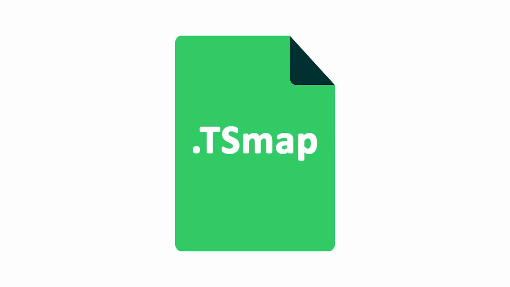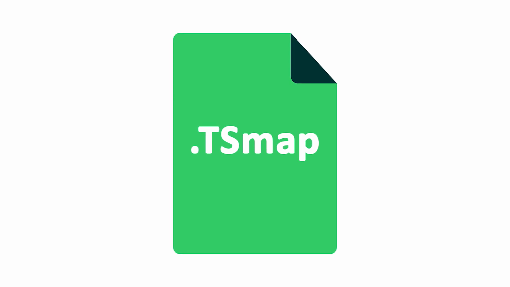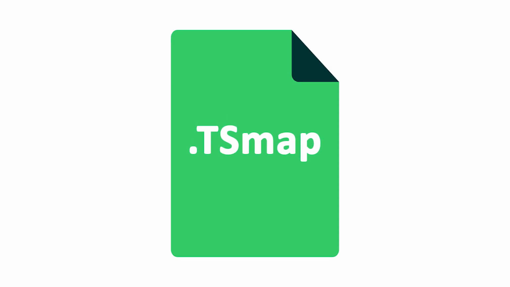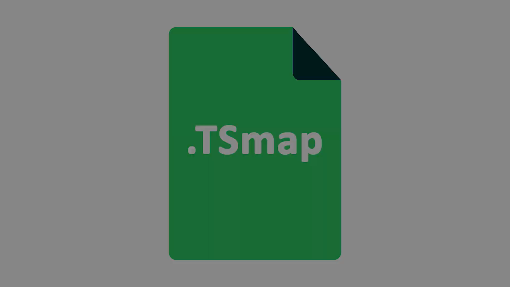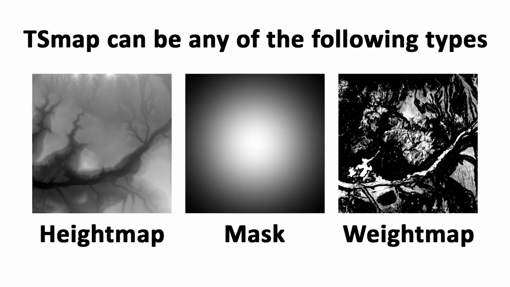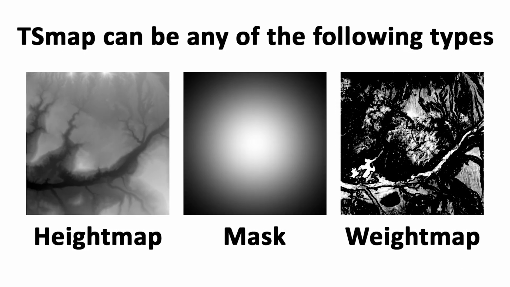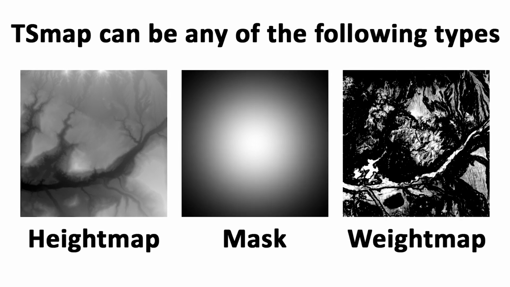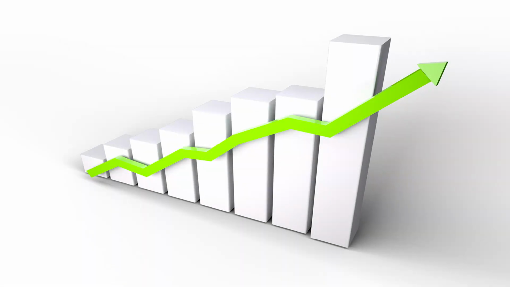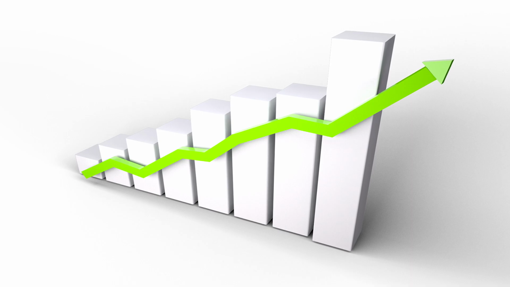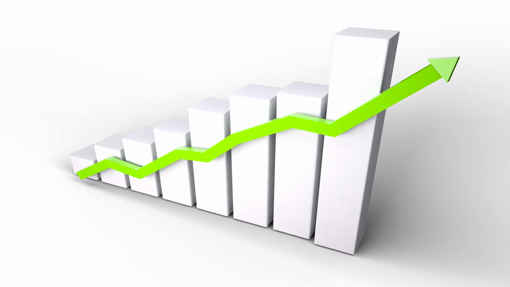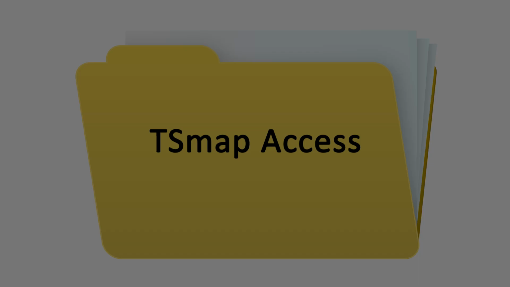This video gives a brief introduction into the TerreSculptor custom TSmap file format and its uses. TSmap is the custom file format of the TerreSculptor software for height map, mask, and weight map files. TSmap contains data that is the full bit depth of the TerreSculptor engine for maximum quality.